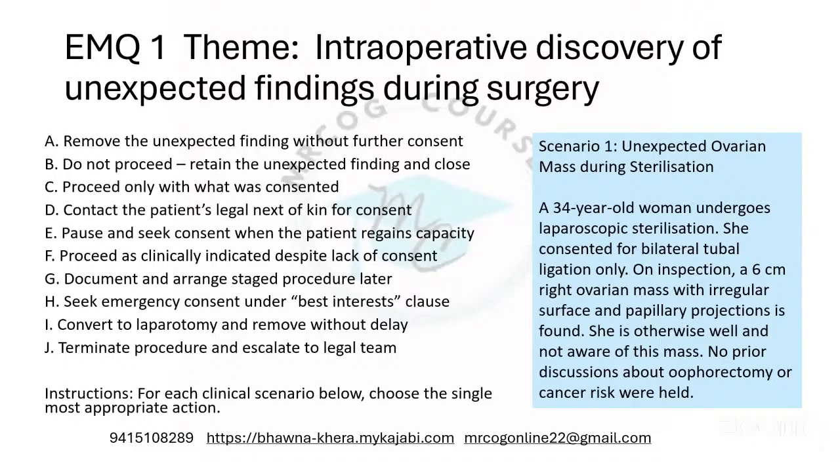A: Remove the unexpected finding without further consent. B: Do not proceed. Retain the unexpected finding and close. C: Proceed only with what was consented. D: Contact the patient's legal next of kin for consent. E: Pause and seek consent when the patient regains capacity. F: Proceed as clinically indicated despite lack of consent. G: Document and arrange the staged procedure later. H: Seek emergency consent under best interest clause. I: Convert to laparotomy and remove without delay, and terminate the procedure and escalate to legal team.